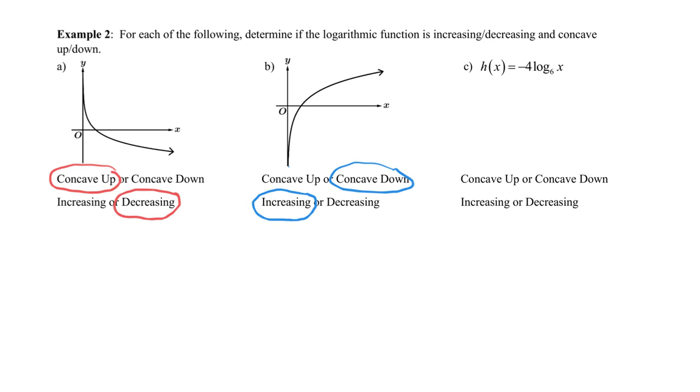What about the next one? I would graph it again. Because our a is negative, it flips over the x-axis. So what's going on here? Well, it's the same as the first one, right? So it is concave up and decreasing.